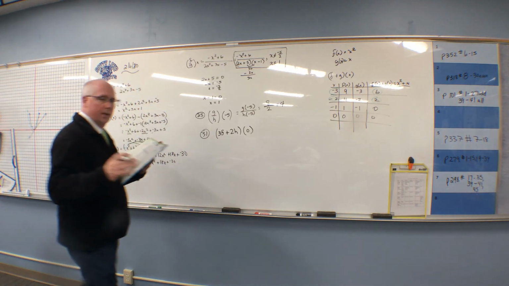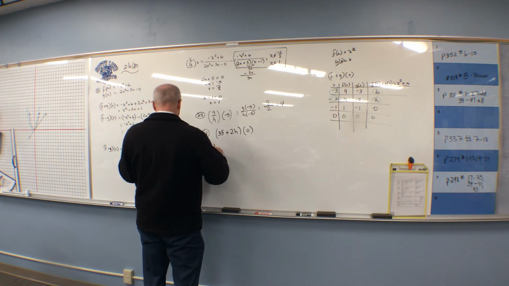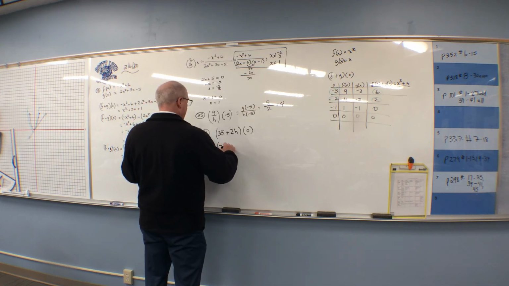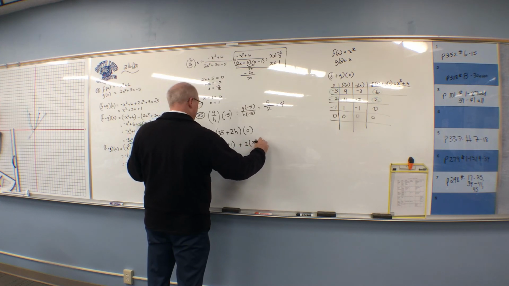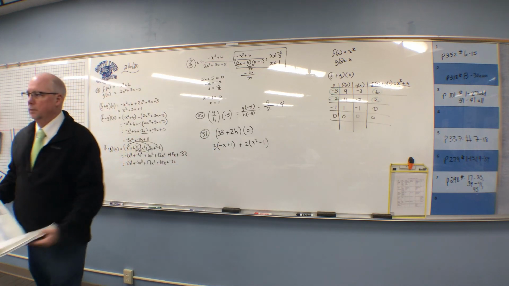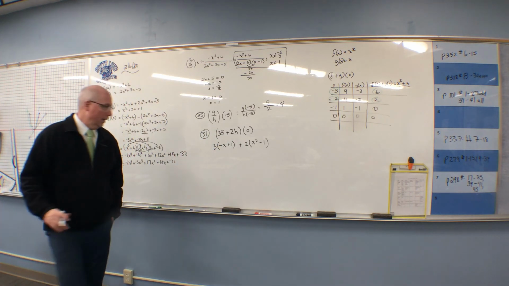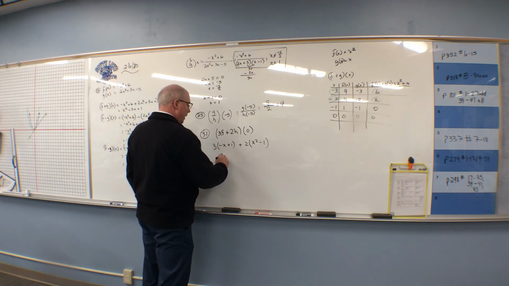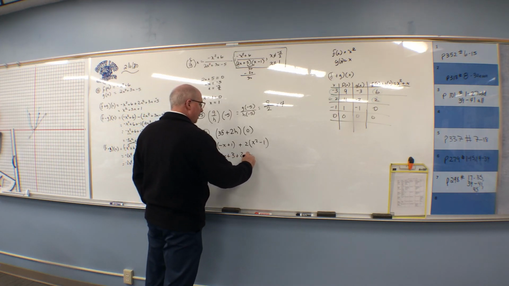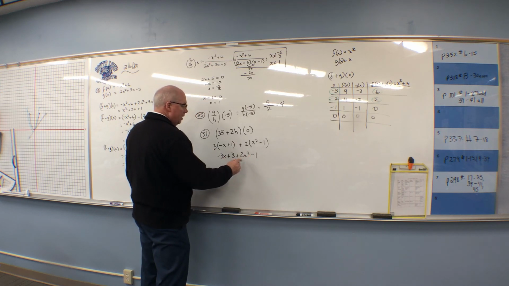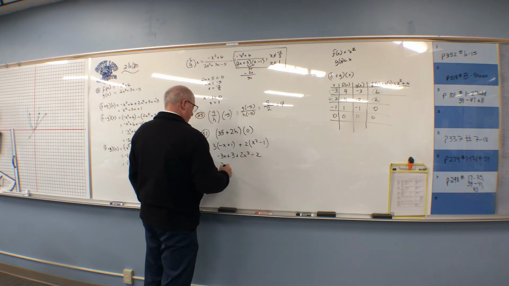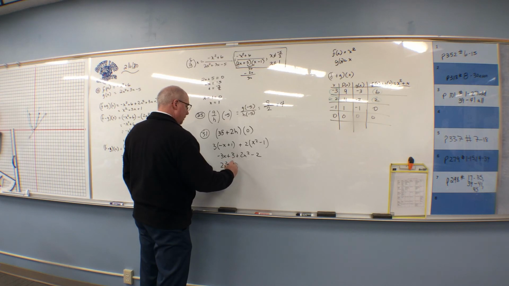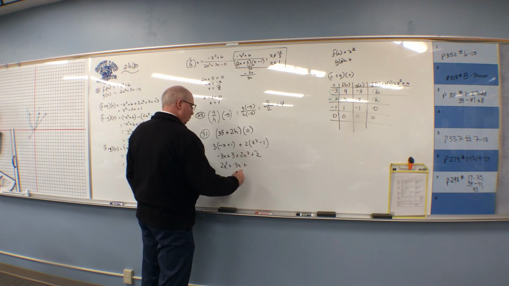So this is what I mean. 3 times the f function is 3 times negative x plus 1, correct? Plus 2 times the h function is 2 times x squared minus 1, correct? All right, so then I distribute through, I have negative 3x plus 3 plus 2x squared minus 2. I'm going to write it in decreasing order: 2x squared plus negative 3x plus 1, correct?